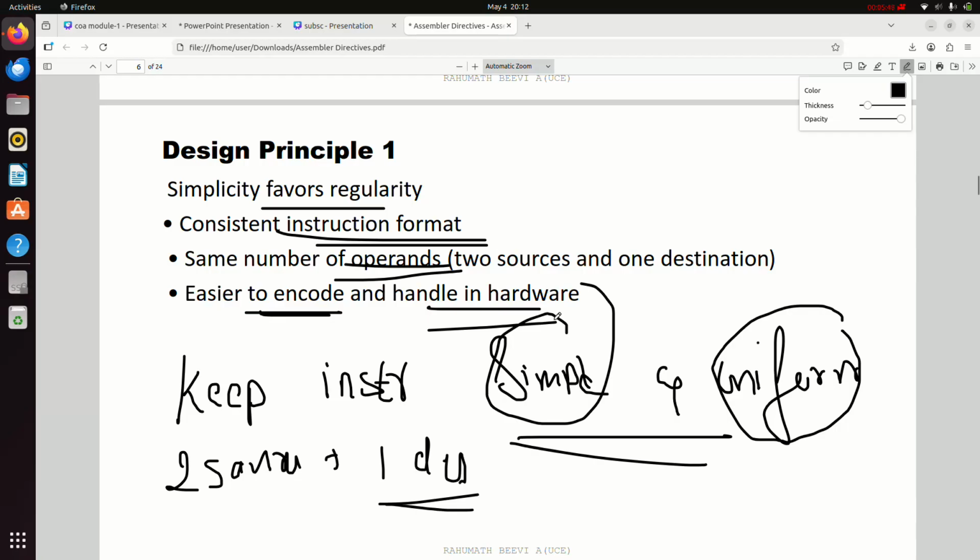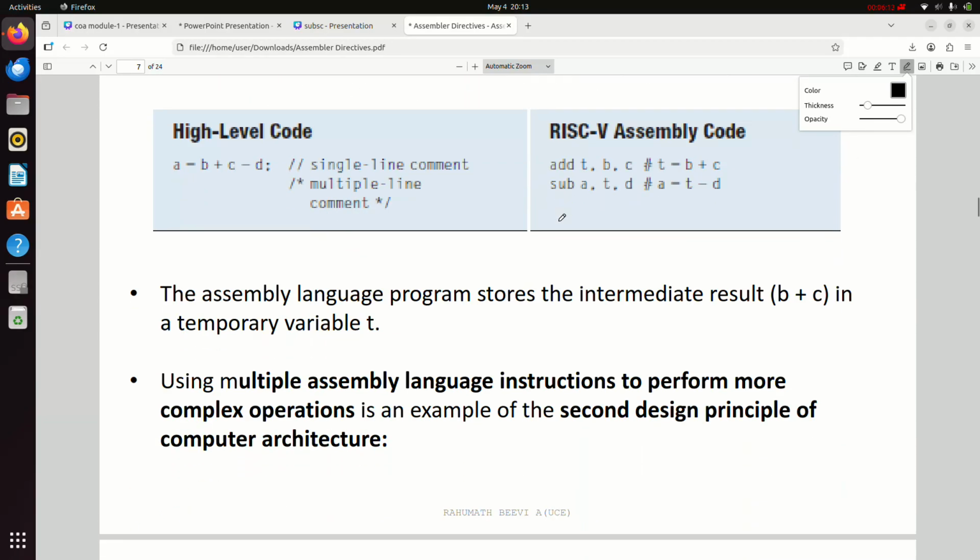When you're talking about hardware also, the same instruction format means all instructions should be easy to understand as well as easy for hardware. The same number of operands means 2 sources and 1 destination register, that should be maintained. Then it should be easier to encode and hardware should be easy to handle. This is the first design principle. Understood? The first design principle is to keep the instructions simple and uniform.